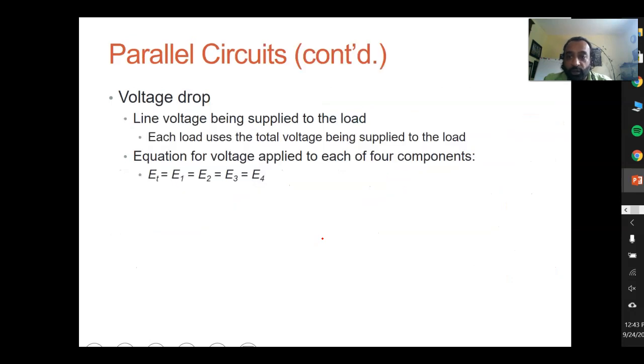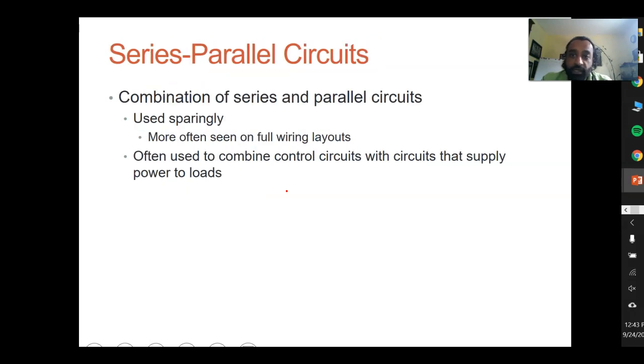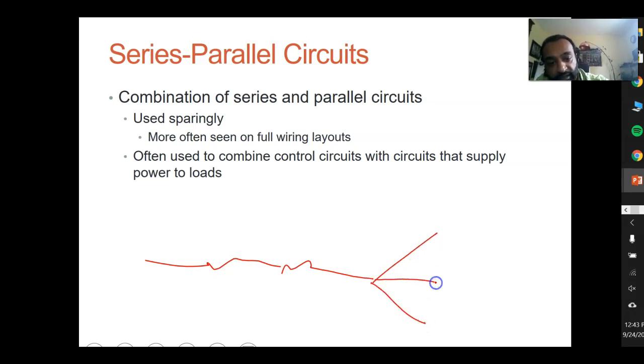Okay, so again, in a parallel circuit, we said there is no voltage drop. It will be the same, so always you will have the same voltage applied in that parallel circuit to each load. Okay, so series and parallel circuit, it's a combination, so they are common in all controls, so you'll see both. What I need you to know is you have to distinguish between resistances in series and parallel.